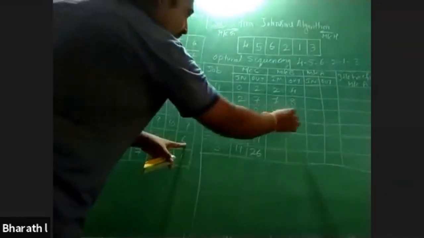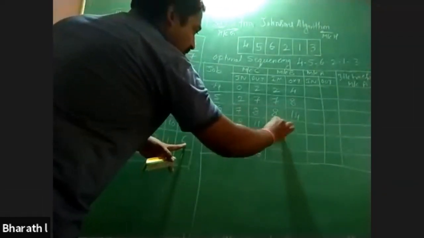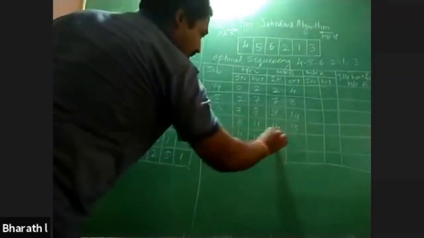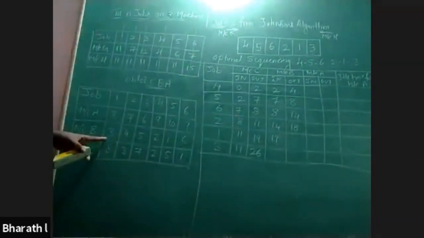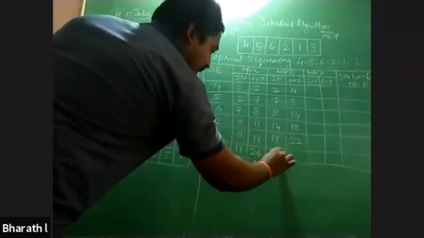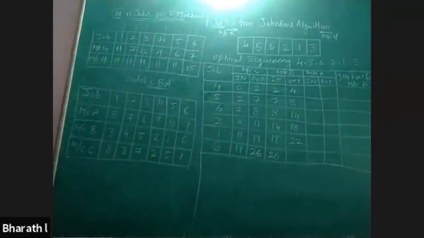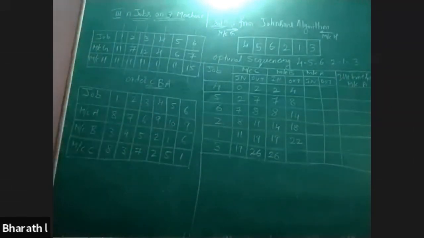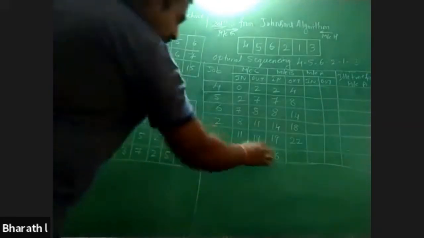Here you have to write 8. For 6, 6 plus 8 is 14. Here you have to write 14. For 2, they are given 4. 4 plus 14 is 18. Here you have to write 19. For 1, it is 3. 3 plus 19 will get 22. Here you will write 26. For job 3, they are given 5. 5 plus 26 will get 31.